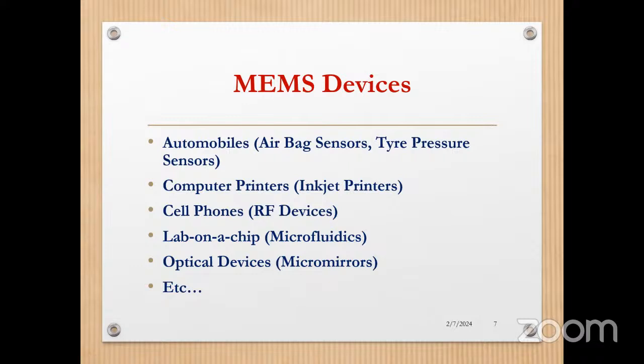The next applications are computer printers, cell phones, and lab on a chip, where nowadays corona test chip kits are available. Then optical devices like micro mirrors, which are mostly used in mobile phones and projectors. So there are plenty of applications for the usage of MEMS devices.